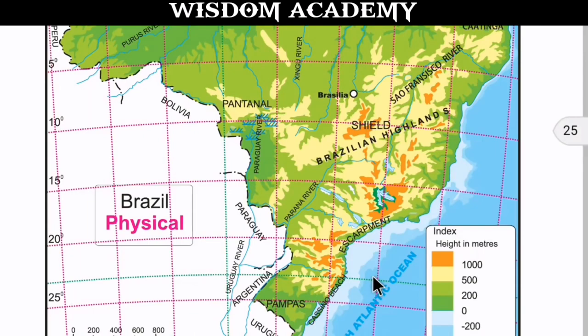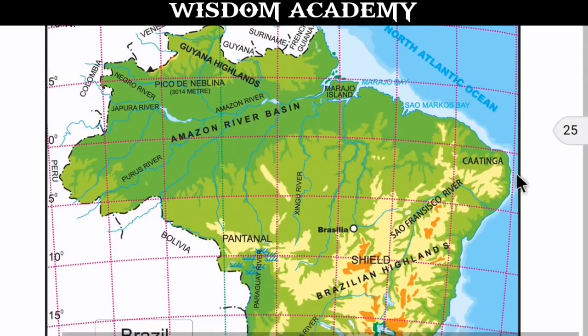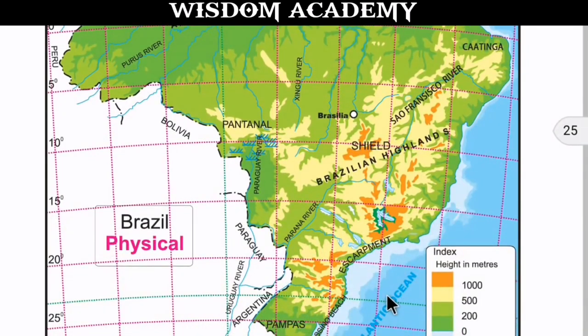This can be called the North Atlantic coast. So here we are having the North Atlantic Ocean. So this is called the North Atlantic coast and here is the southern coast. From there the eastern coast extends from the south.